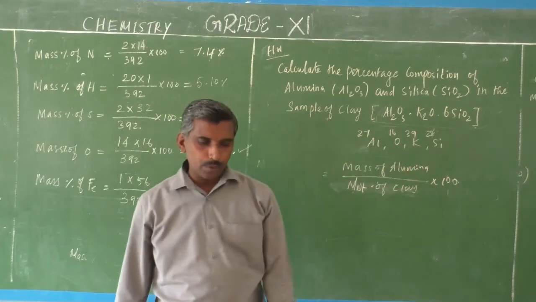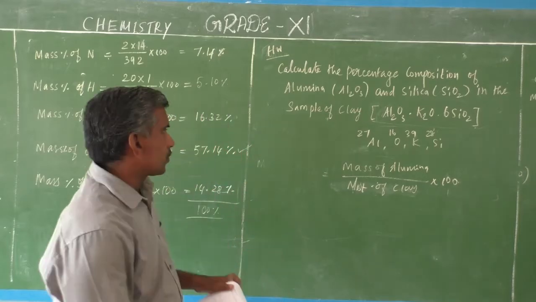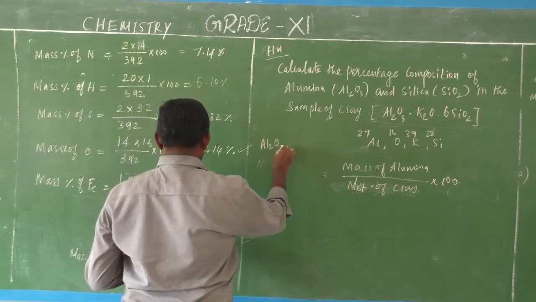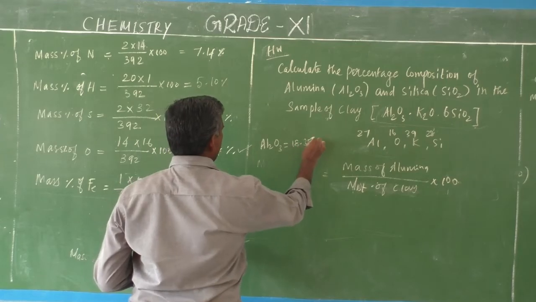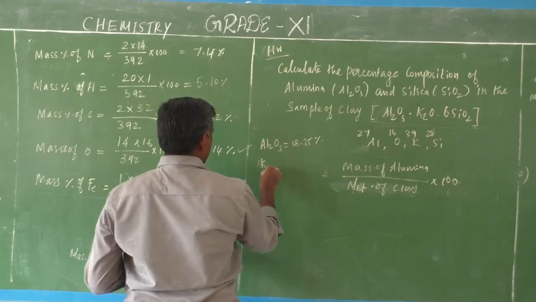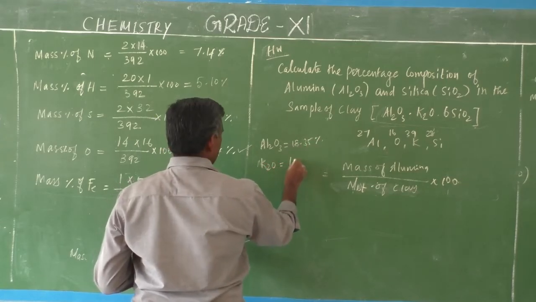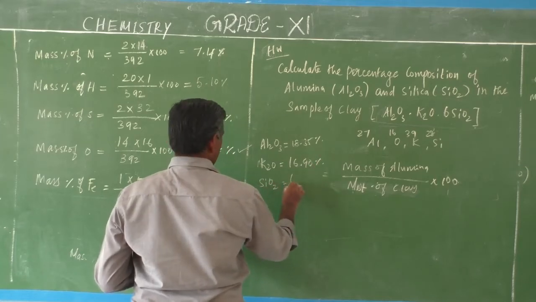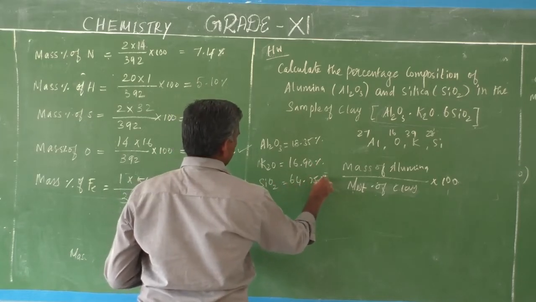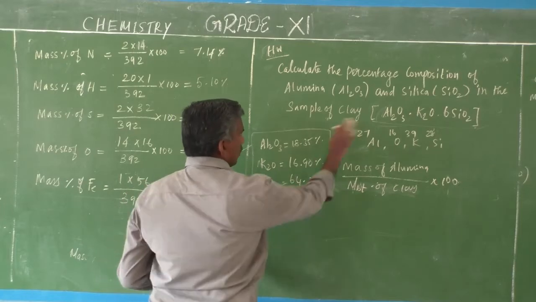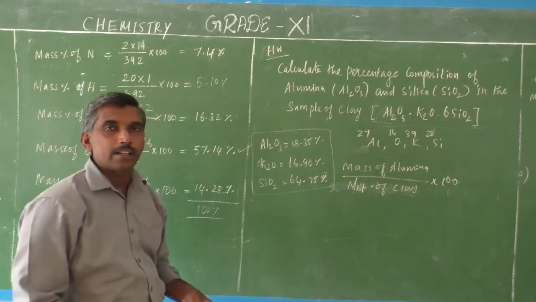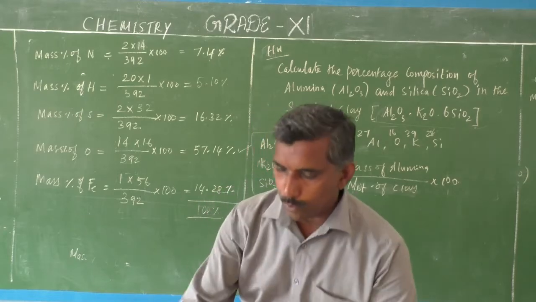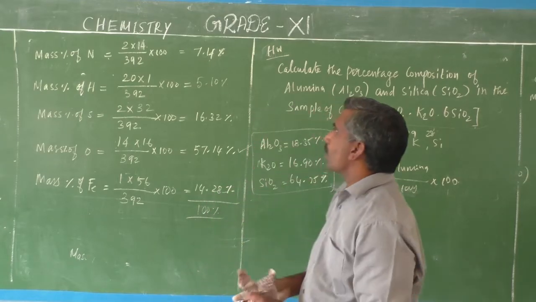Okay, this is a homework. Do it, and I will give the answer. You check it. Alumina percentage is 18.35 percent, potassium oxide percentage 16.90, silica percentage 64.75 percent. This is the answer. Now you solve it and check whether it's correct or wrong. Okay, that's all. This topic, percentage composition, is over.